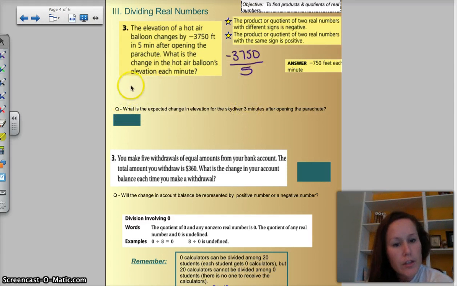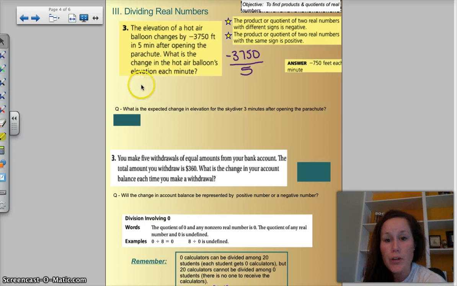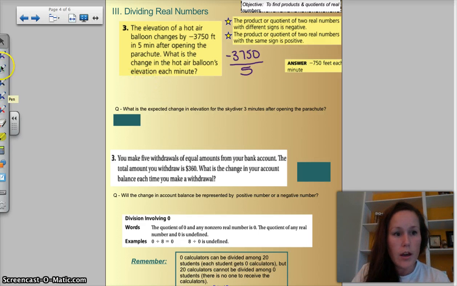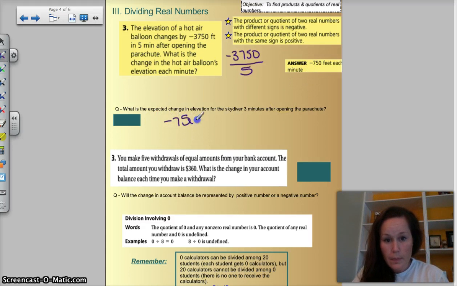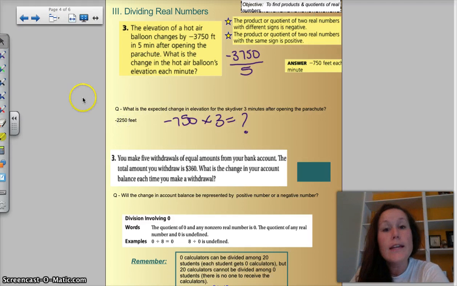All right, look at this question. What is the expected change in elevation for the skydiver 3 minutes after opening the parachute? So here's what we're looking at. If he goes down 750 feet each minute, and we want to know how many feet he's going to be down after 3 minutes, so times 3, how much is that? Well, plug it in your calculator. Your answer is going to be negative 2,200 feet.